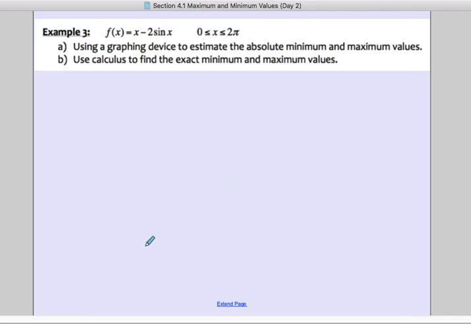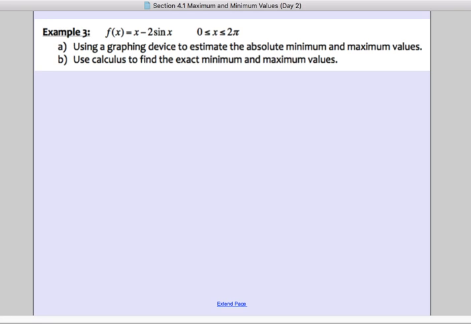All right, example 3. We're not going to do the graphing calculator, but we are going to use calculus to find the exact minimum and maximum values. If you don't have your solar yellow sheet out, you might want to grab it just because we're going to use the unit circle.